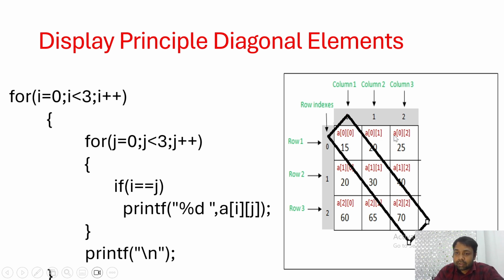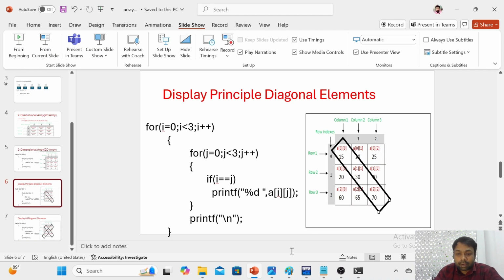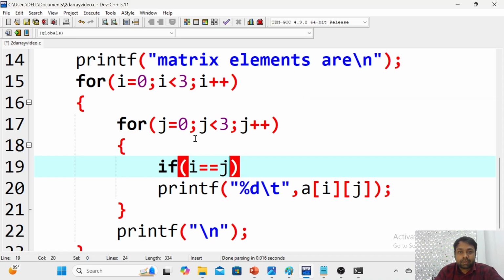Here, look, the values are different. The i, j values are different. Only when the i, j indexes are the same, those values are going to be printed. So now I kept the condition i equals to j. Now look.